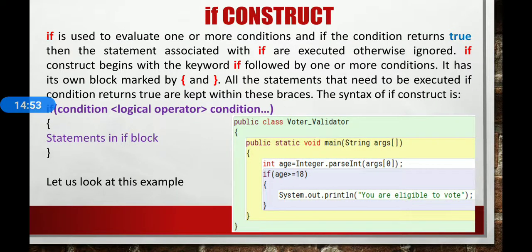Here the variable age is initialized with the value passed as the argument to main. The value of age is checked to see whether it is 18 or more. If so, the condition age greater than or equal to 18 returns true and the if block is executed. The message "you are eligible to vote" will be displayed. For any value less than 18, the condition age greater than or equal to 18 returns false and the entire if block is ignored.